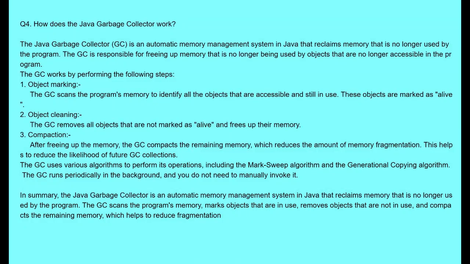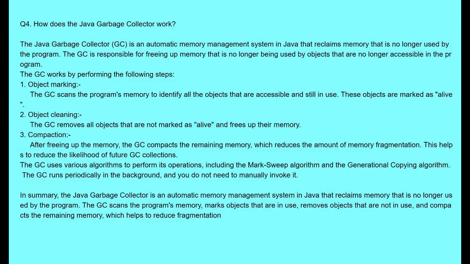In summary, the Java garbage collector is an automatic memory management system in Java that reclaims memory that is no longer used by the program. The GC scans the program's memory, marks objects that are in use, removes objects that are not in use, and compacts the remaining memory, which helps to reduce fragmentation.